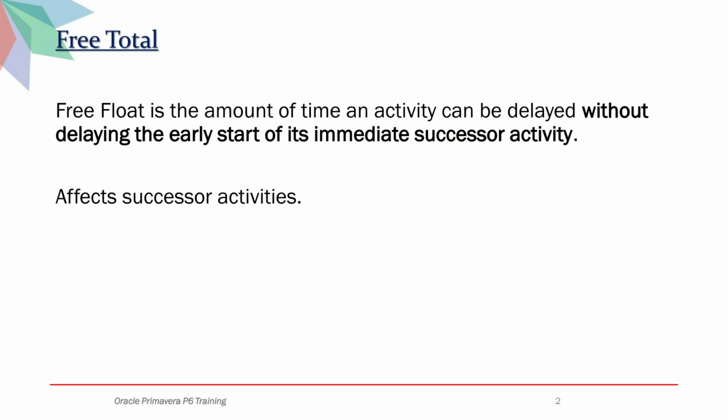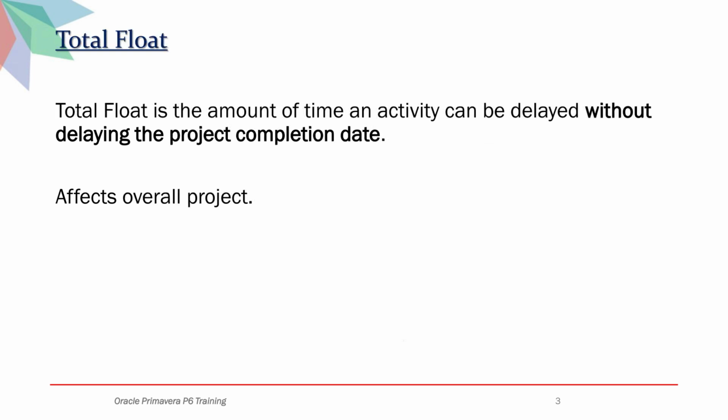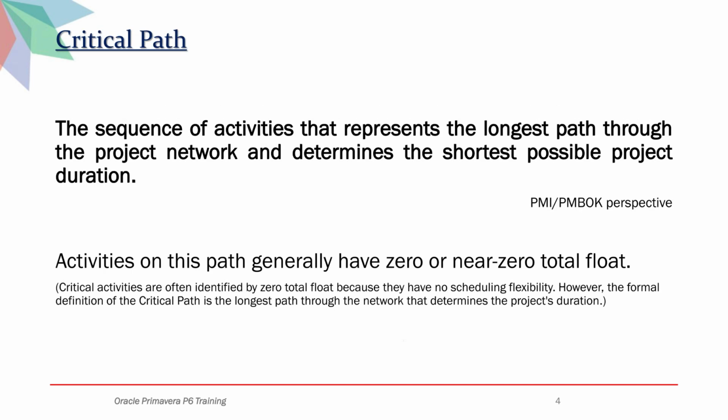Let's start with free float. It is the amount of time an activity can be delayed without delaying the early start of its immediate successor activity. Total float. It is the amount of time an activity can be delayed without delaying the project completion date. Critical path. The sequence of activities that represents the longest path through the project network and determines the shortest possible project duration. Activities on this path generally have zero or near-zero total float.